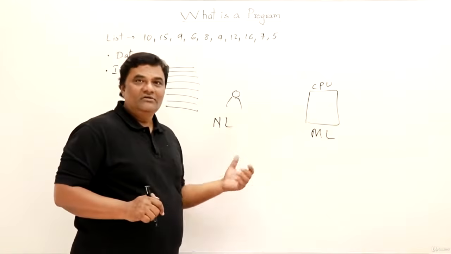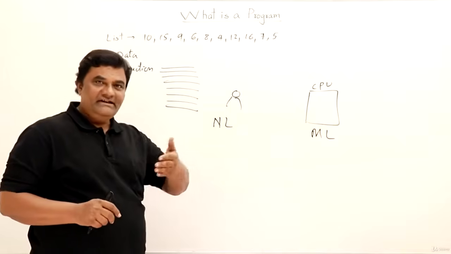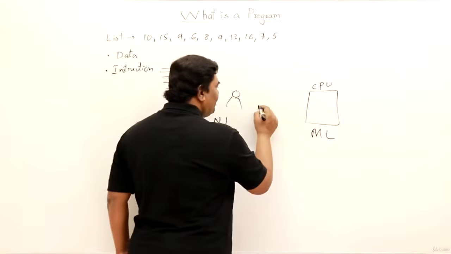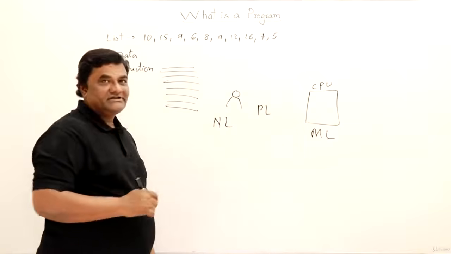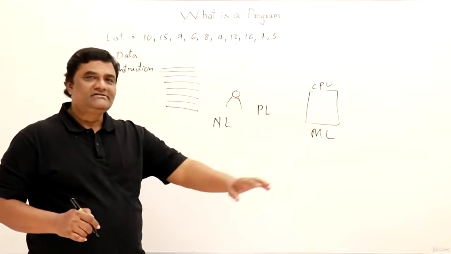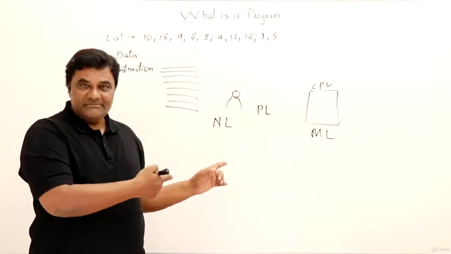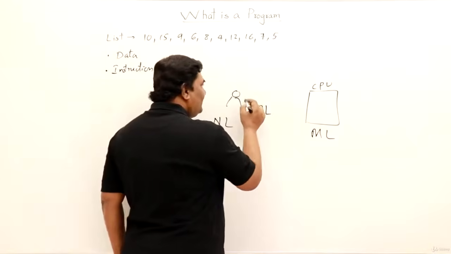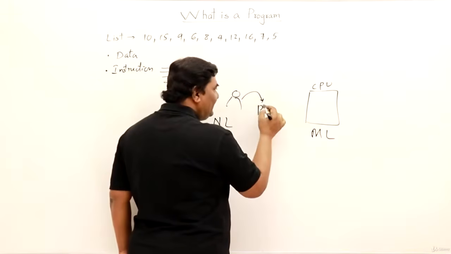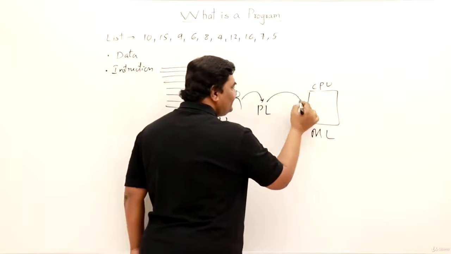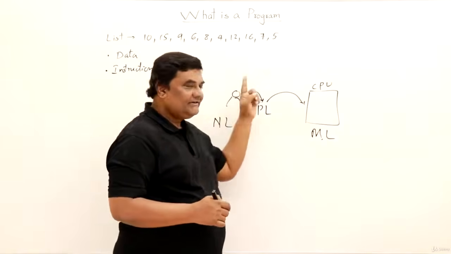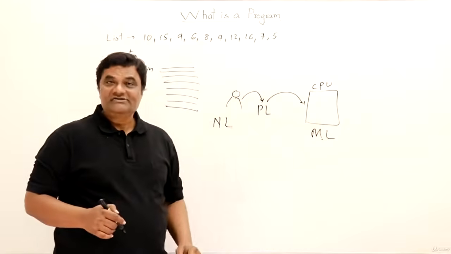Then what do we need now? We need some intermediate language that is easy for me and easy for the machine also. That's where programming languages come in. The programming languages that we use, like C, C++, Java, C#, VB, Python, all come under programming languages. We learn this language and whatever our procedures are, we transform them into this form, and these languages help us transform that procedure into machine language. So from natural language to programming language, then programming language to machine language, translation is done.